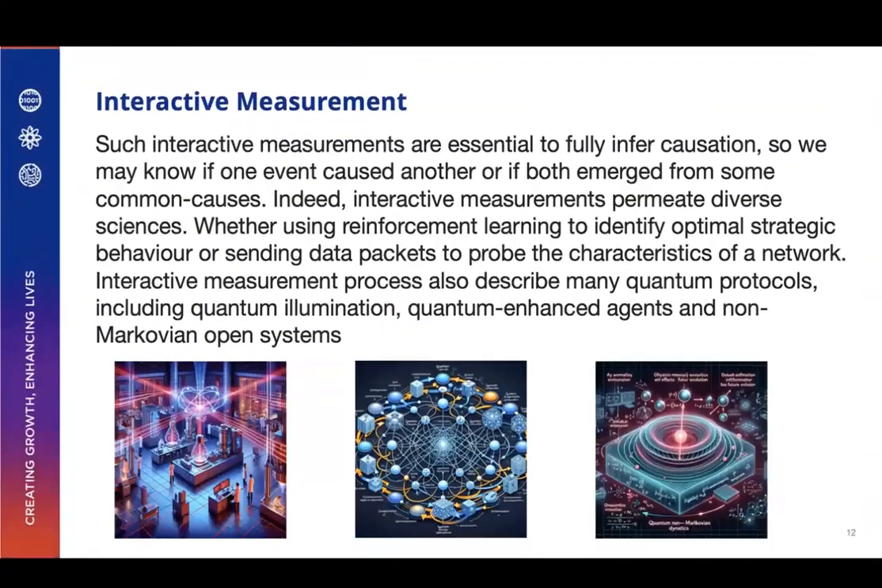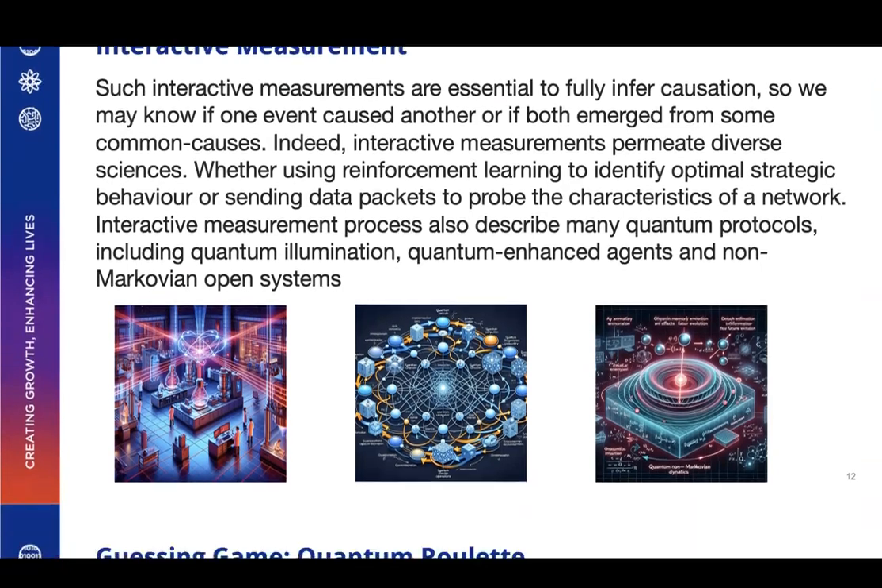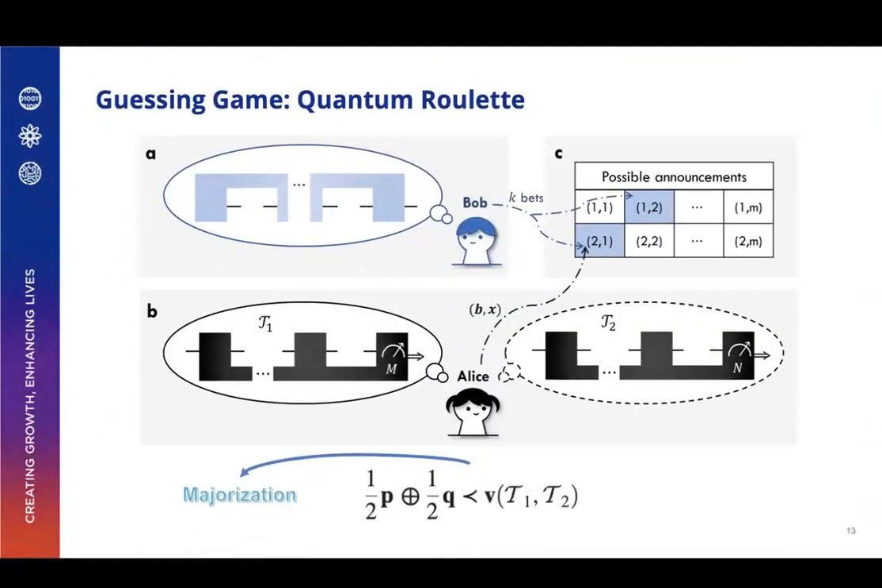Another side is that this kind of interactive measurement plays an important role in lots of applications, ranging from quantum illumination and quantum enhanced ageing to non-Markovian open systems. Now let's talk about the trade-off between two incompatible interactive measurements. We can use a guessing game to explain the uncertainty relation.